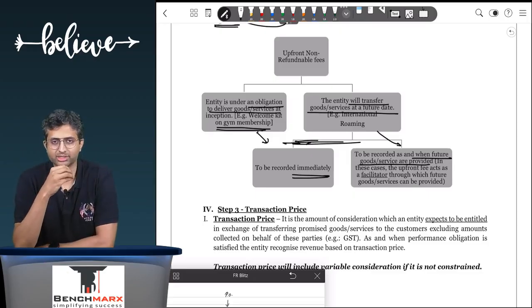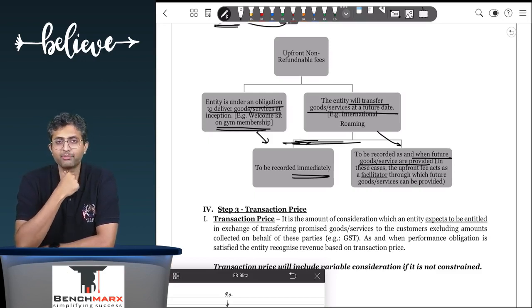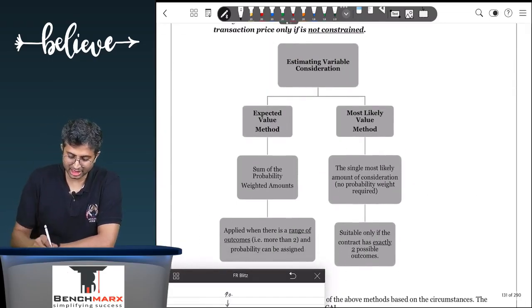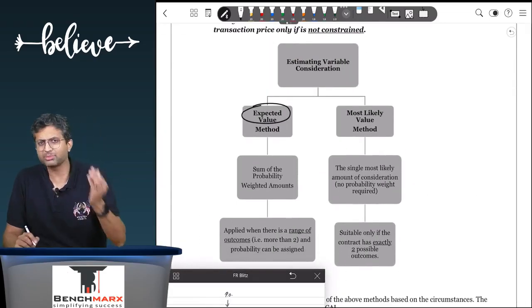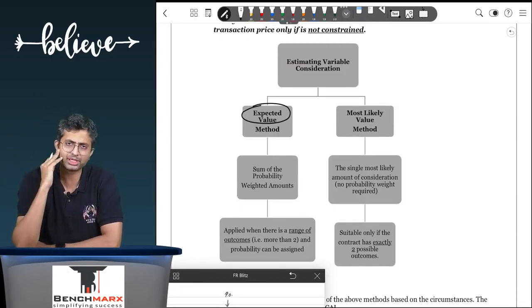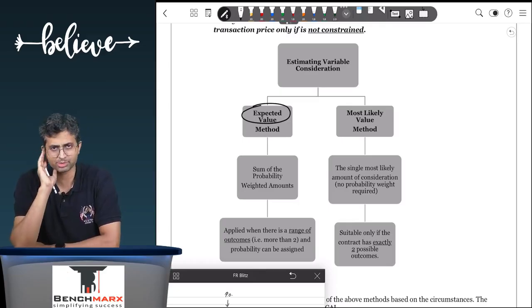Assuming there are no constraints, then variable consideration has to be included. The question arises, at what price should it be included? Well, because it is variable, we don't have a fixed amount. So there are 2 methods which the standard permits. First is the expected value method, which is a probability based weighted average. So there will be various outcomes. You will ascribe probabilities to them and you take the probability based weighted average.